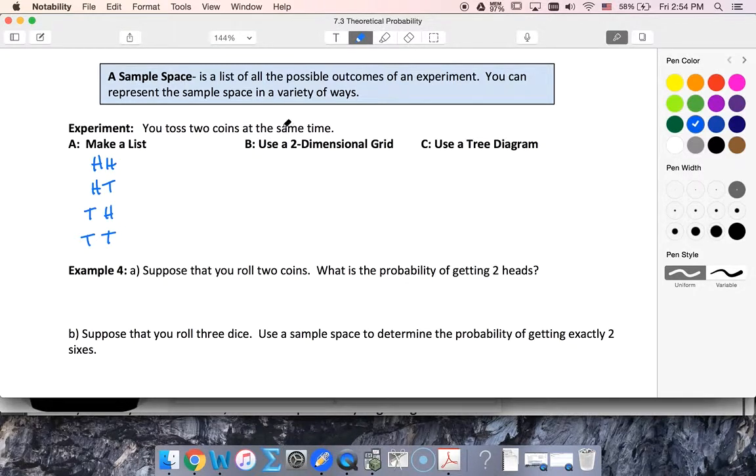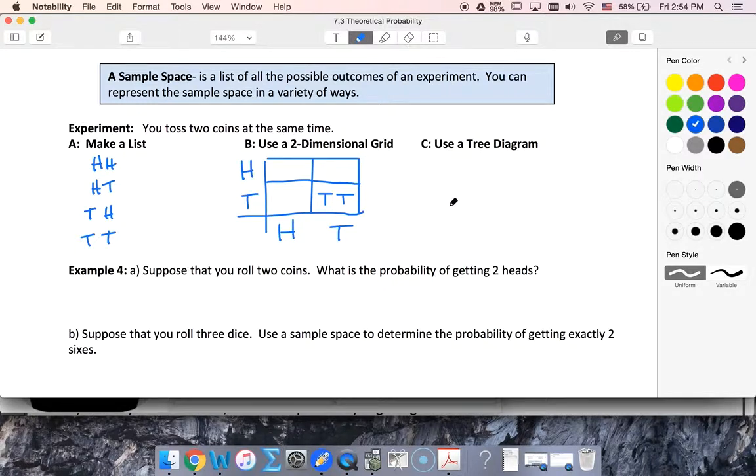So another way I could list all my outcomes, or create a sample space of all my outcomes, is by making a 2-dimensional grid. So each axis is going to have 1 coin's options. So the first coin could have heads, tails. The second coin could have heads, tails. And then if I think about filling in this grid, then I can see that I have 4 possible outcomes. So in this box here, that would represent tails, tails as the outcome.